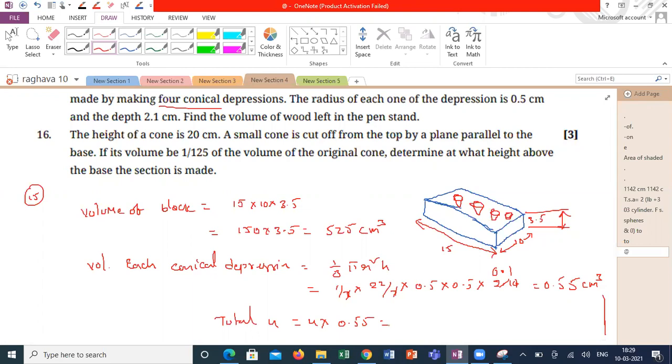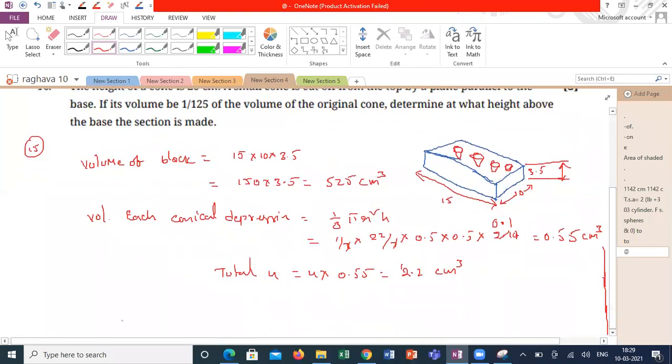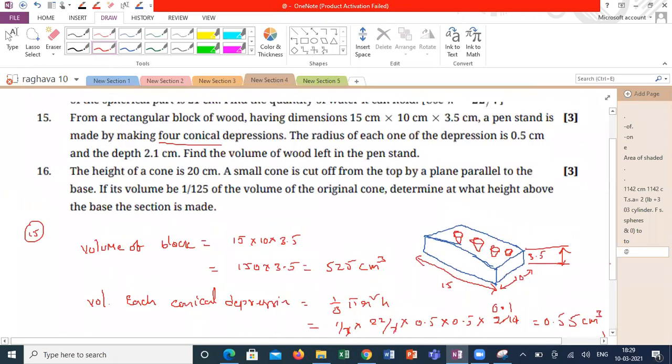So 2.2, sir. 2.2 centimeter cube. So what is the wood left in the rectangular block? 525 minus 2.2. How much? 522.8. 522.80 centimeter cube.